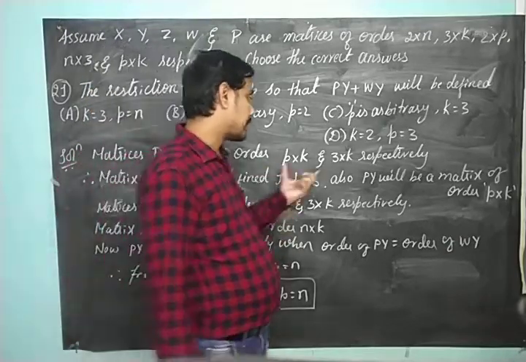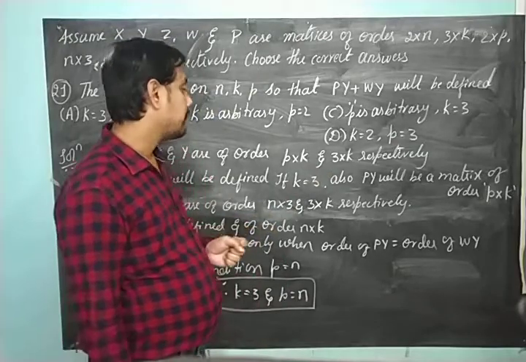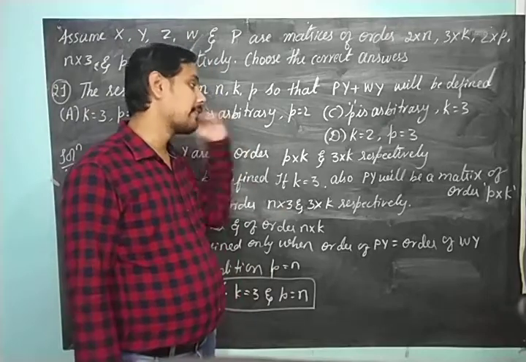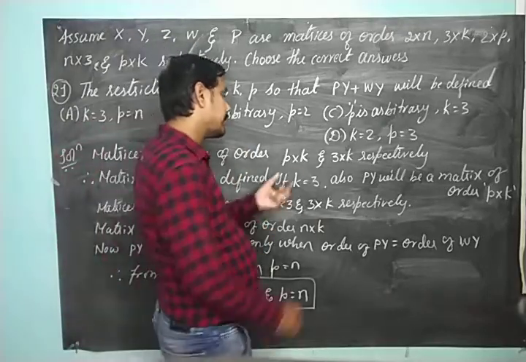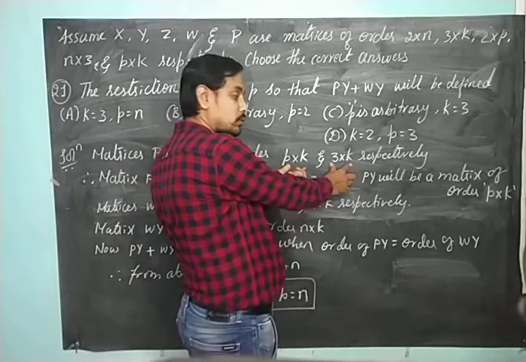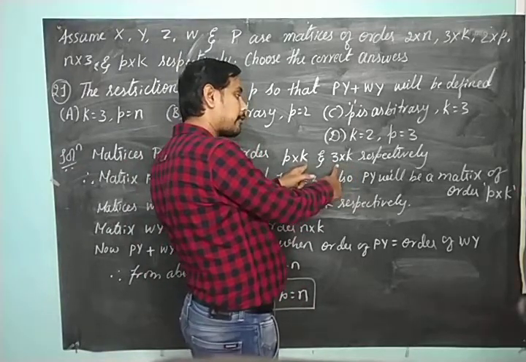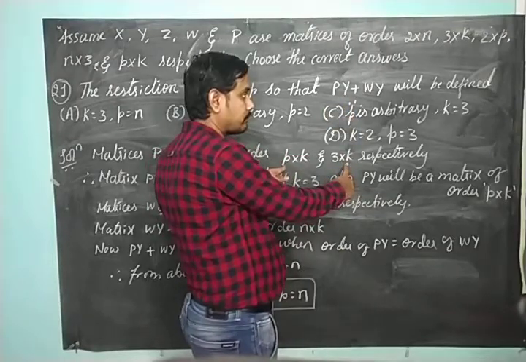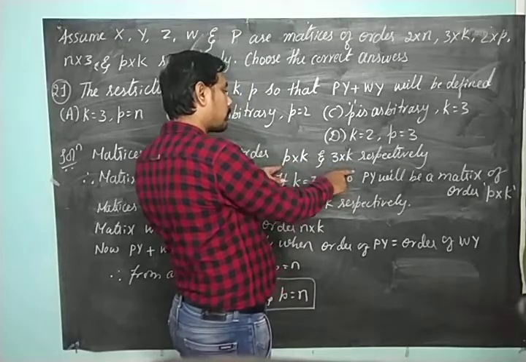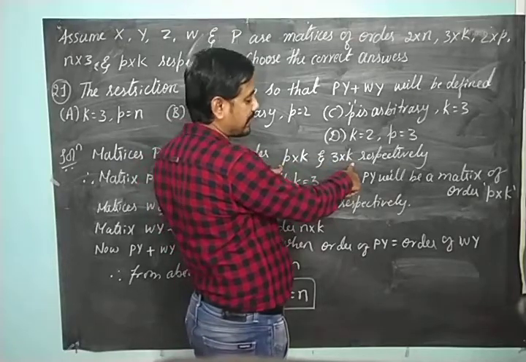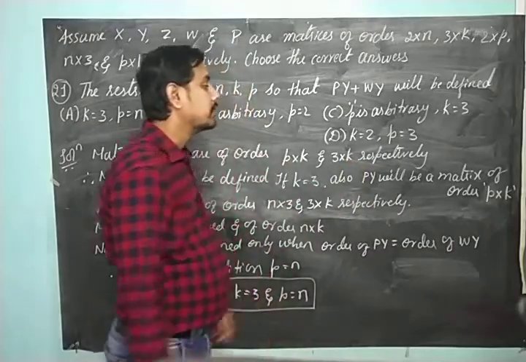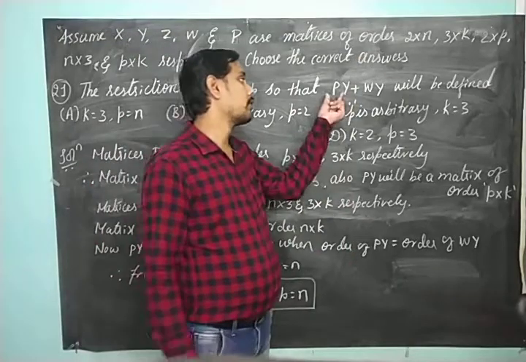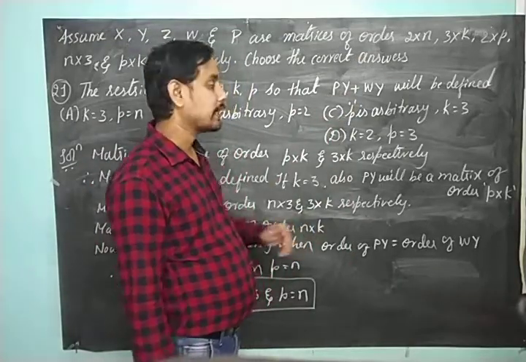So with that information, we can say that k is equal to 3. That is, matrices P and Y will be well defined if k is equal to 3. It is well defined only when k is equal to 3. And what will be the order of the final matrix PY? If you multiply, what will be the order of the resultant matrix? That will be p × k. So the order of the matrix PY will be p × k.